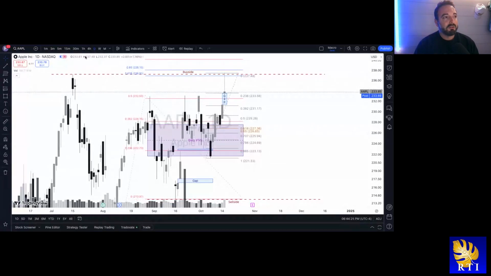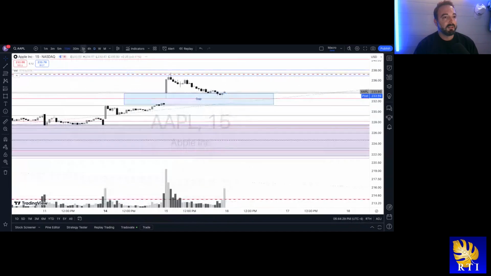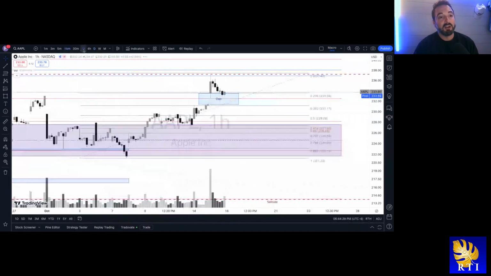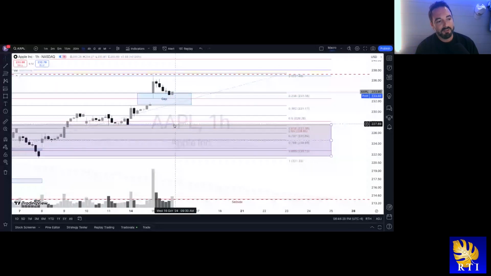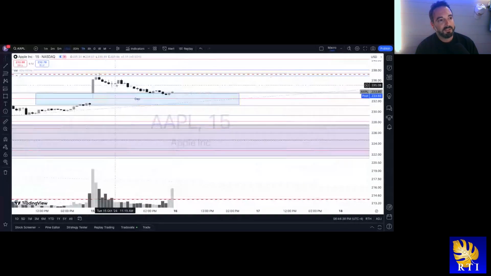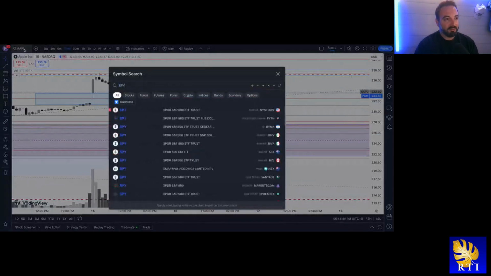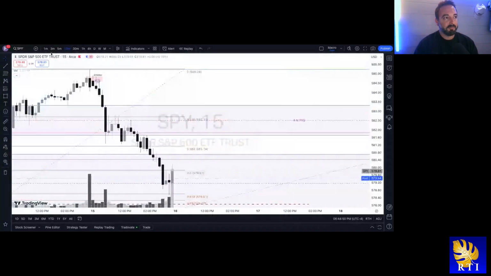All right, so that reviews my Apple trade. And so, also why I closed out, you can see it was relative low volume on this pullback. So I wouldn't be surprised to see maybe another retest of this area, and I'll look to re-enter my puts if that happens. All right, so let's jump into SPY now real quick and review that trade.